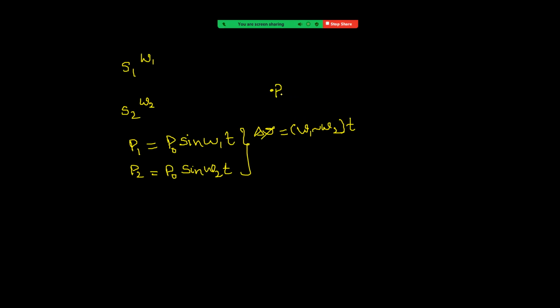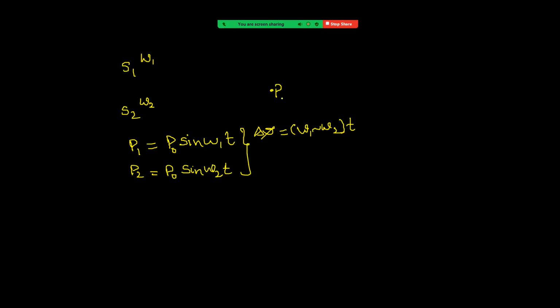For example, when t equal to 0 at point P, no phase difference, right? But after some time, this phase becomes pi. After some more time becomes 2 pi. Next becomes 3 pi. Next becomes 4 pi. At the same location, the phase value keeps on changing. So here we are fixing the location, so location has no role. That's why we have not taken the kx term, because whatever may be the location, at that fixed location, phase keeps on changing with time.